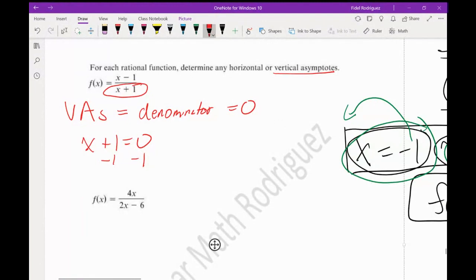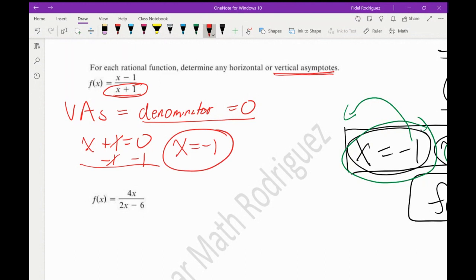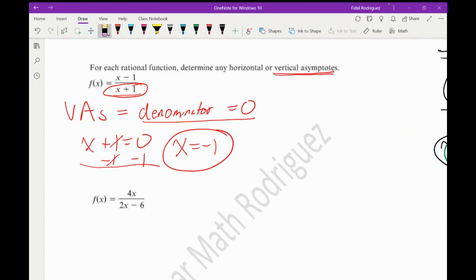Okay, so vertical asymptotes, guys, are whatever makes the denominator equal to 0. I'm looking at the bottom part right here, x plus 1. I set it equal to 0. When I subtract 1 on both sides, I come up with x equals -1. So that's going to be my vertical asymptote. I'm just going to erase some of this mess over here. My vertical asymptote is x equals -1. I'm going to explain what that means in a second.